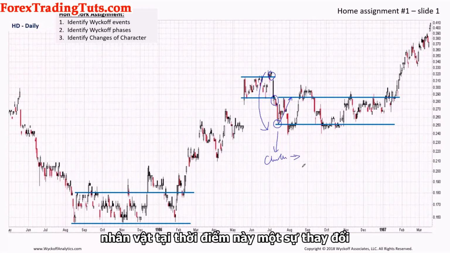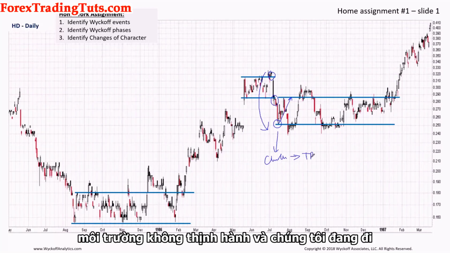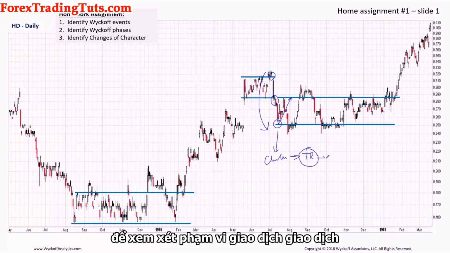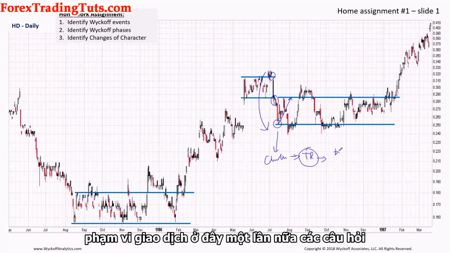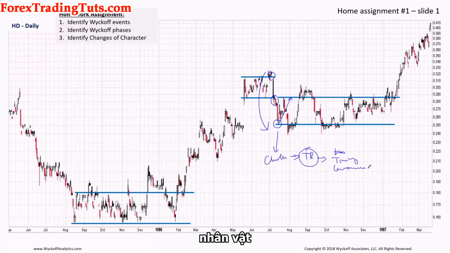At this point of time, a change of character would suggest that from a downtrend, we're going to go into a non-trending environment and we're going to look at the trading range. Trading range. The questions that we're going to address for the trading range: bias, timing, character. Right.